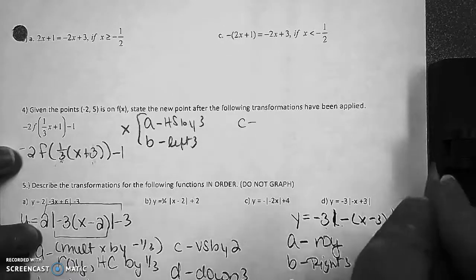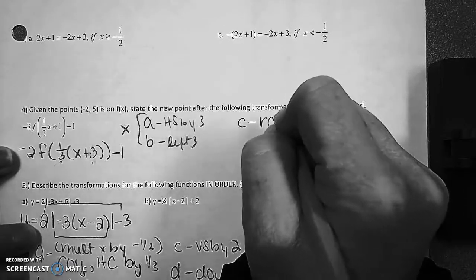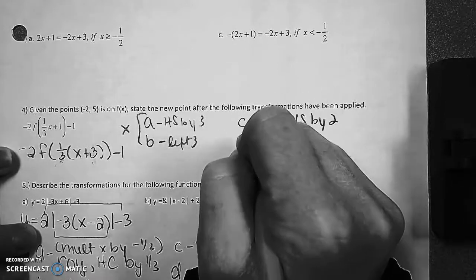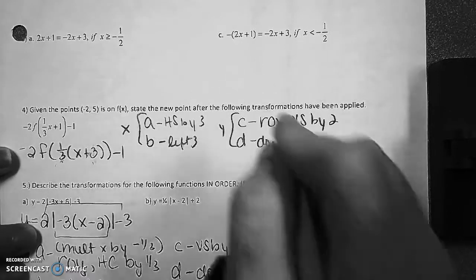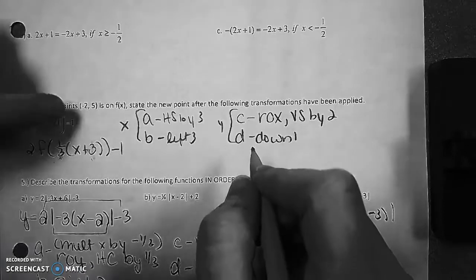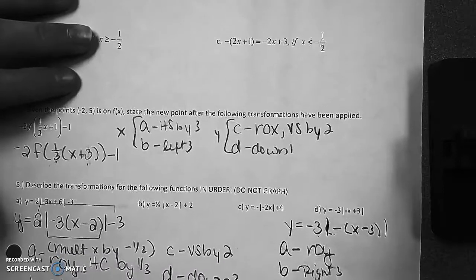C is going to actually have two movements. It's negative, so that's a reflection over your x-axis, and then a vertical stretch by 2. And then D is going to be down 1. And those both change y movements. So we're going to take this point, negative 2, 5, and apply these transformations to it.